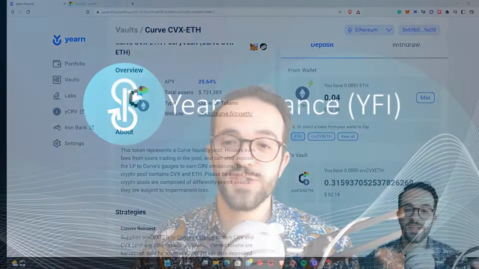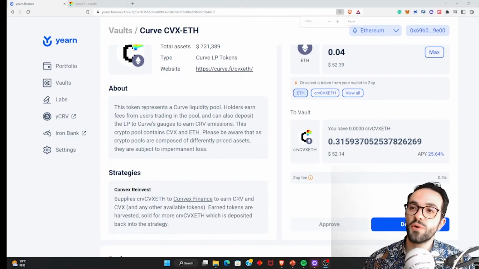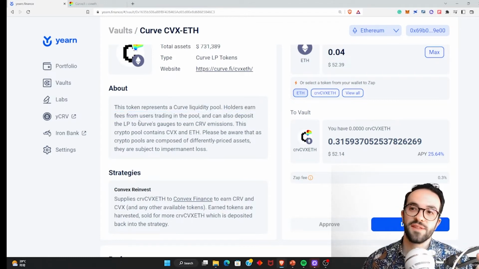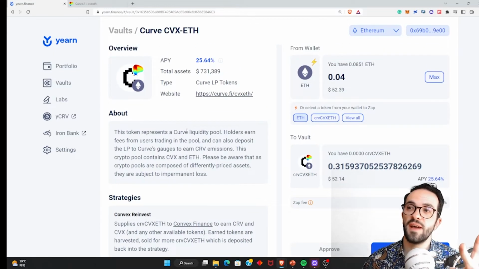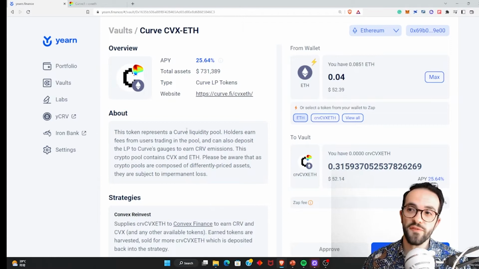Okay, but what is this strategy about? How can they pay this 25%? Well, according to what they say here, this token represents a Curve liquidity pool. Holders can earn fees from users trading in the pool. So every time people trade between Convex and Ether, they pay a small fee, and this fee is going to go to the liquidity providers.